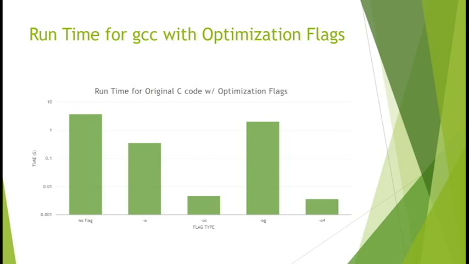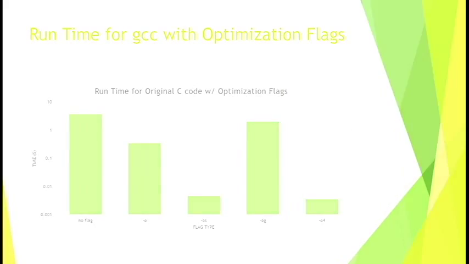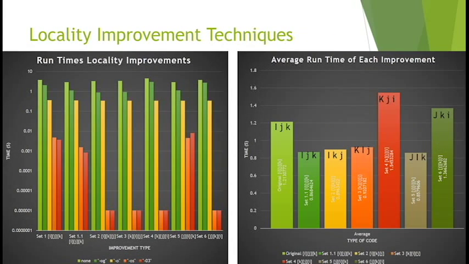As you can see by the graph, the O3 and OS flags dramatically increased performance. Keep in mind, this is on a logarithmic scale, and so the performance was actually 100 times better using these flags.